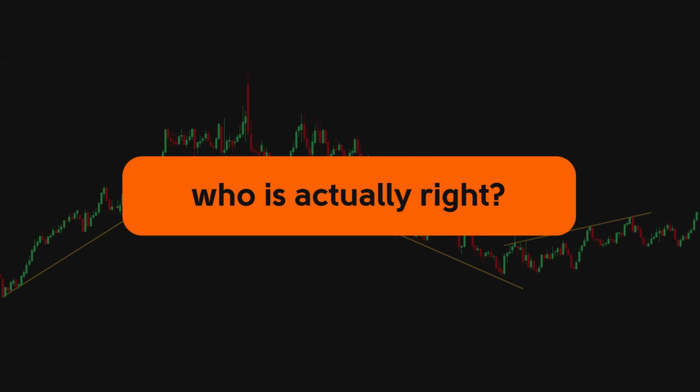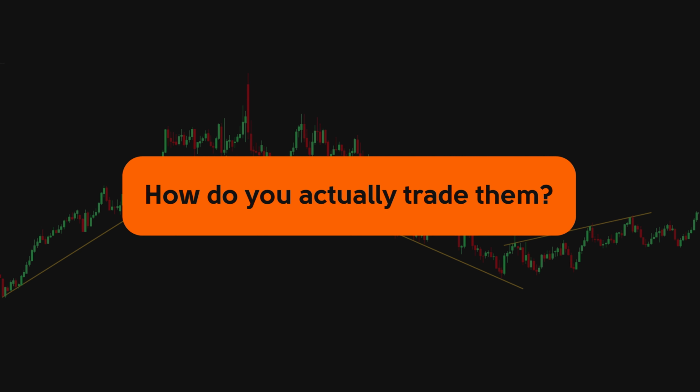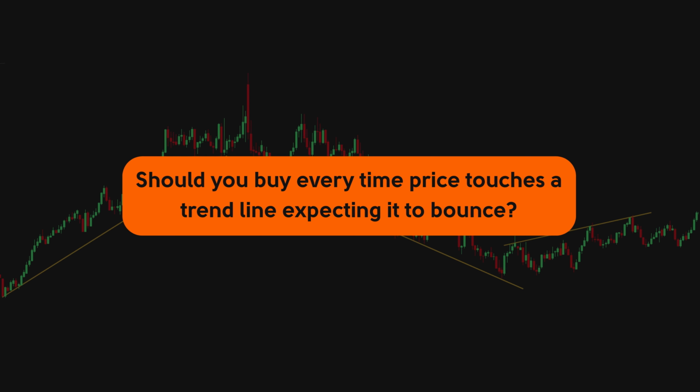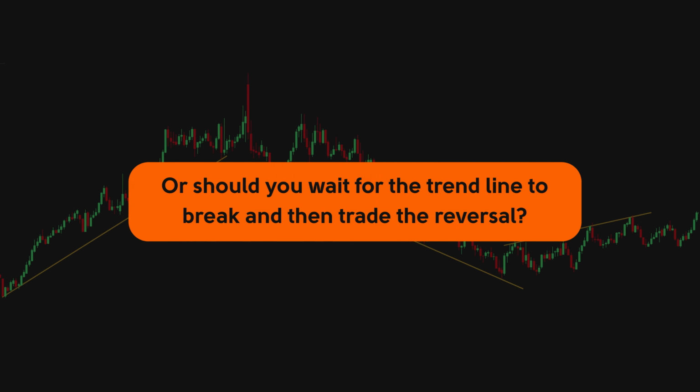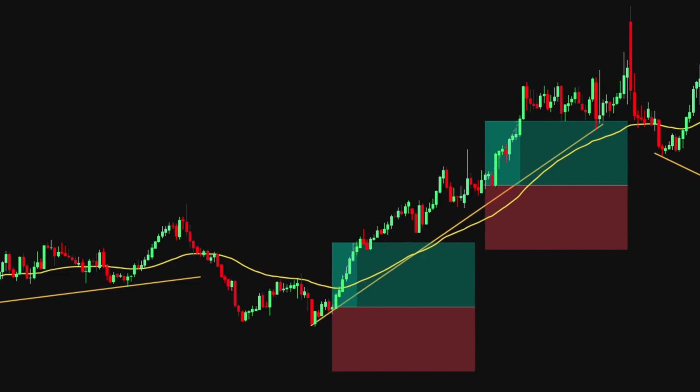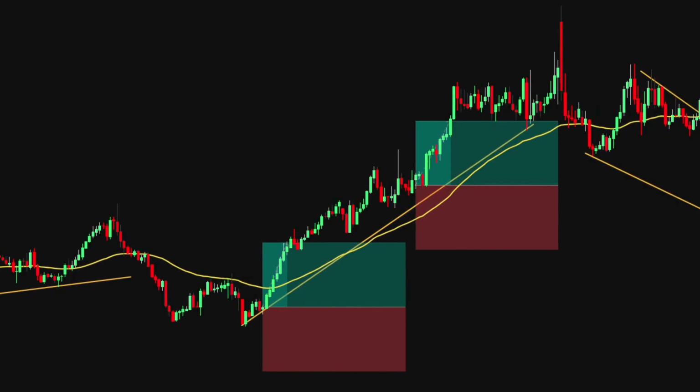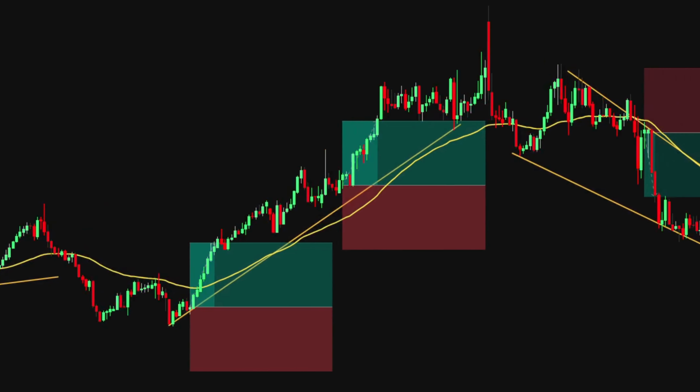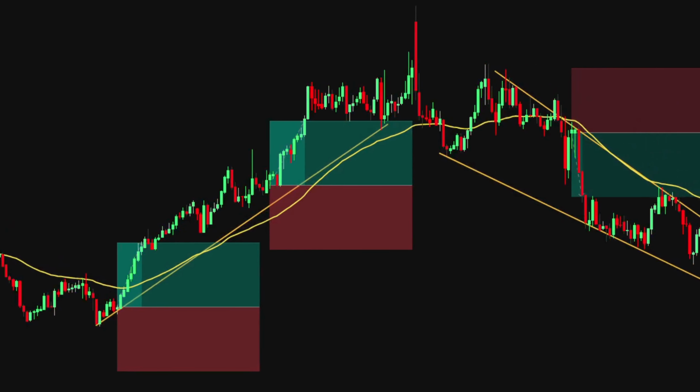And even after figuring out how to draw them, another problem appears. How do you actually trade them? Should you buy every time price touches a trend line expecting it to bounce? Or should you wait for the trend line to break and then trade the reversal? Over the years, I've tested both of these approaches extensively. I've taken trades on bounces, trades on breakouts, and even trades on retests.